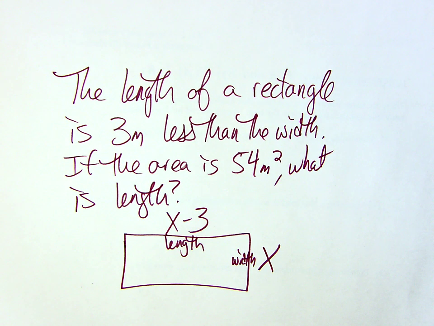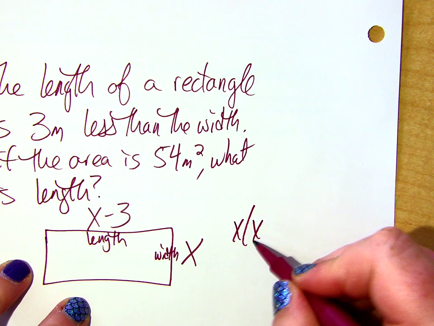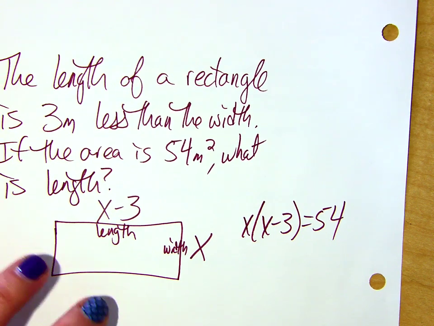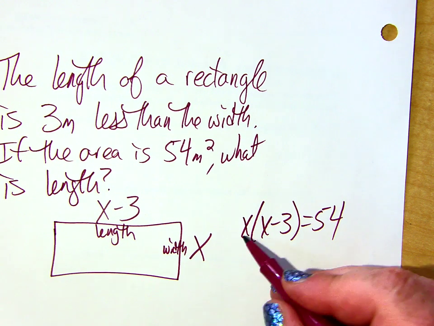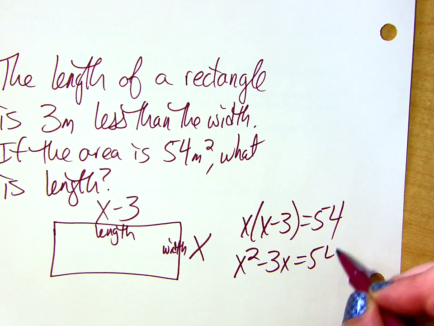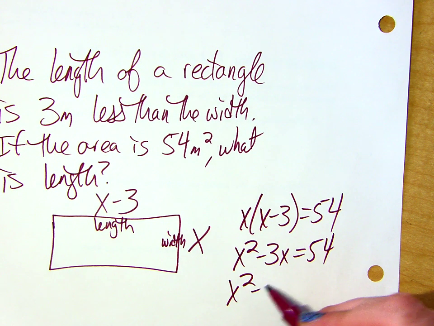Now they're telling me that the area is 54. How do you find area of a rectangle? Length times width. So I'm going to be doing x times x minus 3, and it has to get me 54. That's the equation we're going to use. So let's distribute the x. X squared minus 3x equals 54. We realize, oh, hey, it's a quadratic. Let's set the whole thing equal to 0.